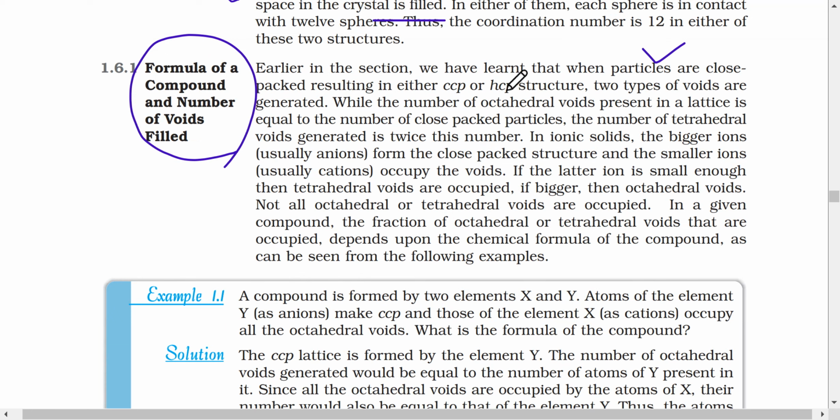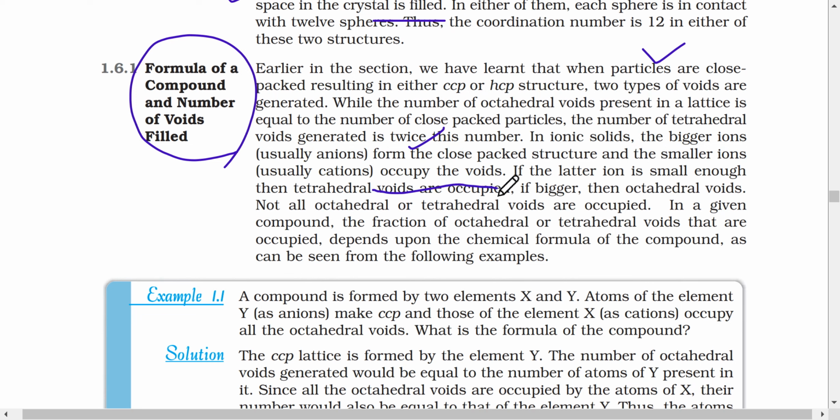Earlier in this section, we have learned that when particles are close packed, resulting in either CCP or HCP, two types of voids are generated: octahedral or tetrahedral. While the number of octahedral voids in a lattice is equal to the number of close packed particles n, the number of tetrahedral voids generated is twice this number. In ionic solids, the bigger ions, usually anions, form the close packed structure and the smaller ions occupy the voids.